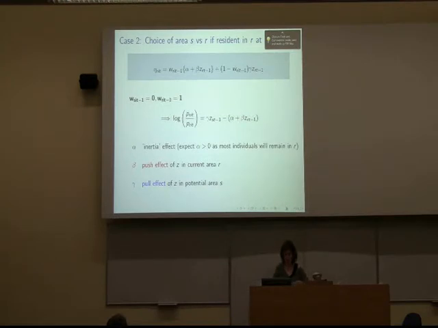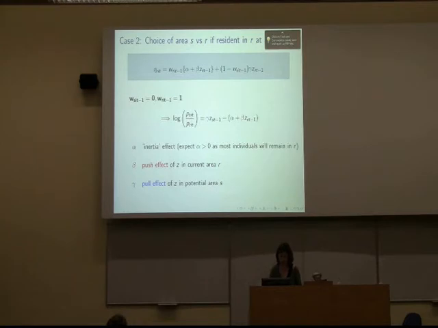If I skip to the bottom, that gamma is a coefficient of Z for area S, which is a potential area, not the area they're currently in. So we call that a pull effect. Whereas beta is a push effect because it's the coefficient of the characteristic of the area that they're currently resident in, ZR. And then the final parameter, alpha, is the main effect of W, and that's just allowing for this inertia: the fact that most people remain where they are, and you would expect alpha to be greater than 0.